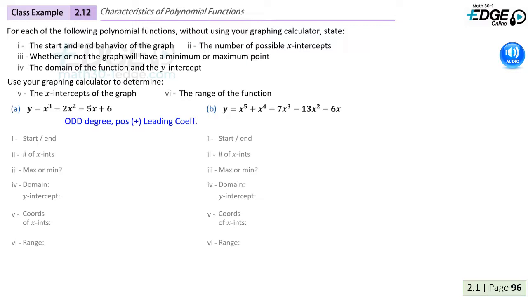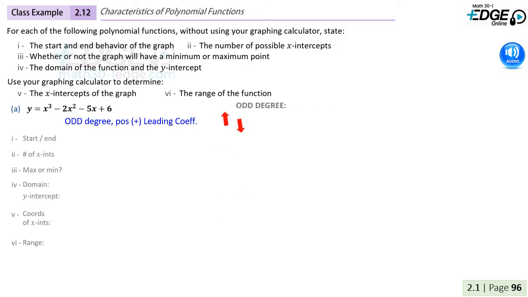We know that this relates to whether the function is of an even or odd degree and whether the lead coefficient is positive or negative. Because we're of odd degree, we know the arms will point in opposite directions, and because our leading coefficient is positive, we know the right arm will be up. So we can say that we start negative in quadrant 3, meaning down and left, and positive in quadrant 1, meaning up and right.